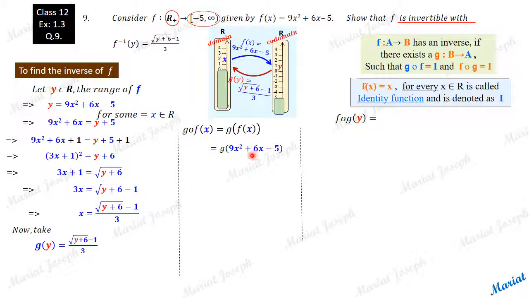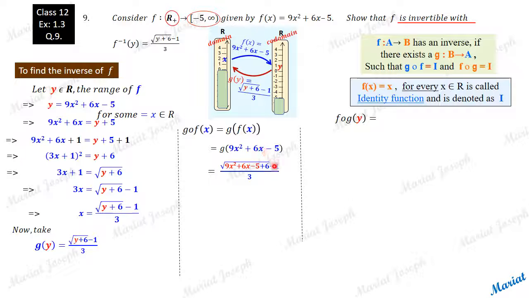This big element has to be applied in place of y to get G of y. So the next step will be in this pattern, because it is the G rule. In place of y, I must put this big expression. So the step will look like this. Root of 9x square plus 6x minus 5, that is the y. Then plus 6. Then outside minus 1 upon 3. This is what G of this element looks like.